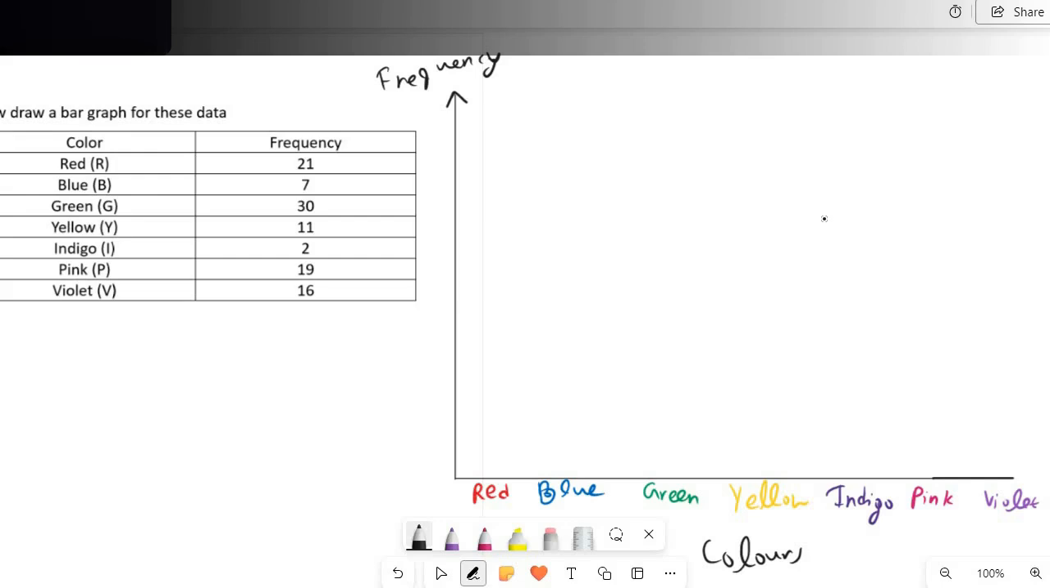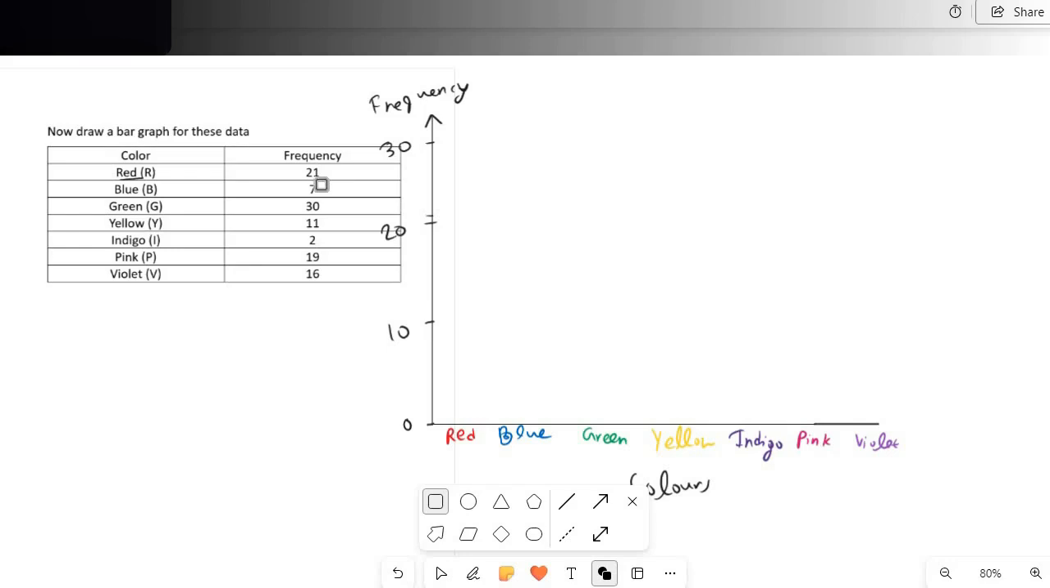Let us first label the frequency values. We have 0 here. Then let us assume that this is 10. Then this is 20. And finally, this is 30. So for the first one, which is red, it has a frequency of 21, which is around here. So we can construct a rectangle like this. And this should be the bar for red.